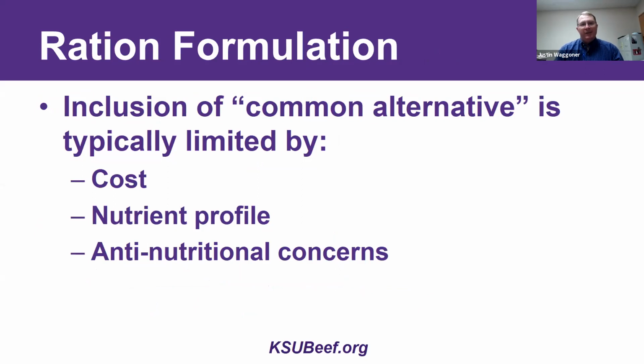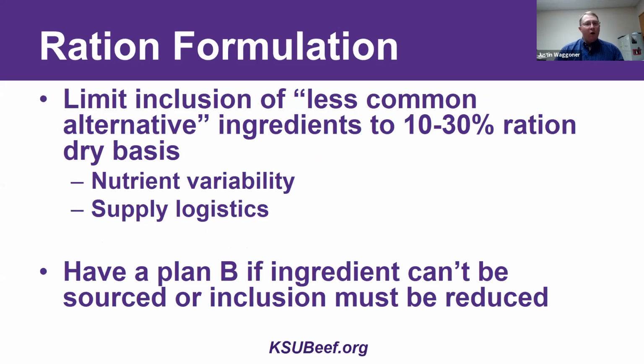So as we get into some guidelines on ration formulation and alternative ingredients, if we think about those common alternative feedstuffs, most of the time, the inclusion of those type of products is going to be limited by cost or the nutrient profile, and in some cases, maybe some anti-nutritional concerns. They're a grain, they're a commodity, but there's something that makes them more expensive, which is going to limit them on the cost side, or something else.